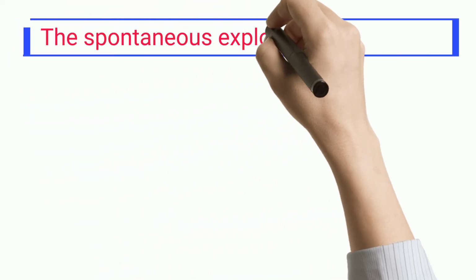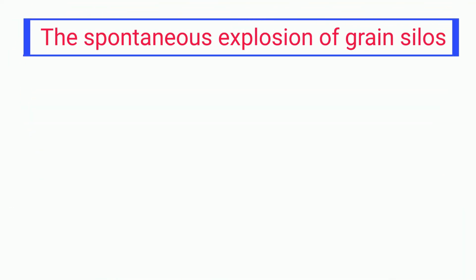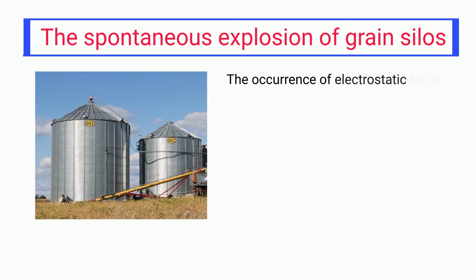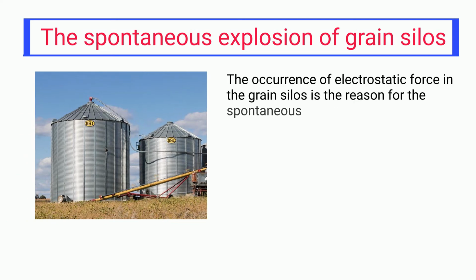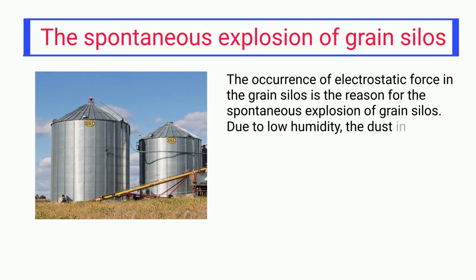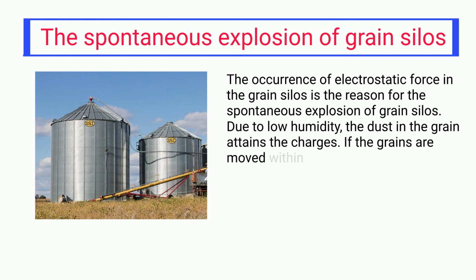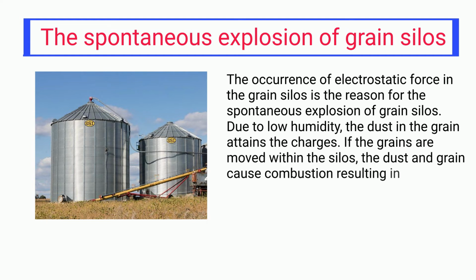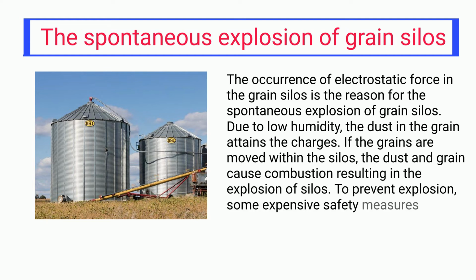The spontaneous explosion of grain silos. The occurrence of electrostatic force in grain silos is the reason for the spontaneous explosion of grain silos. Due to low humidity, the dust in the grain attains charges. If the grains are moved within the silos, the dust and grain cause combustion, resulting in the explosion of silos. To prevent explosions, some expensive safety measures are installed in the silos.